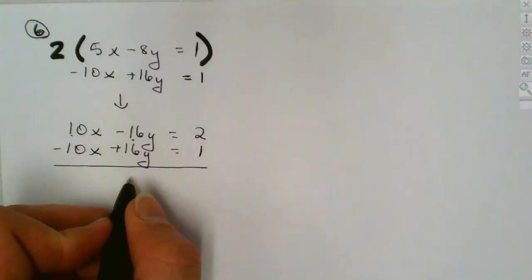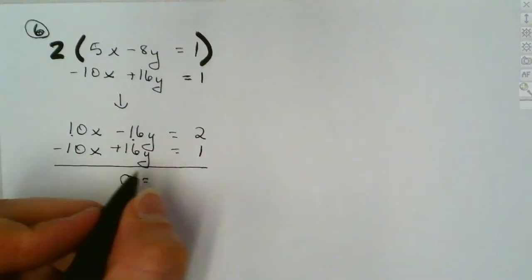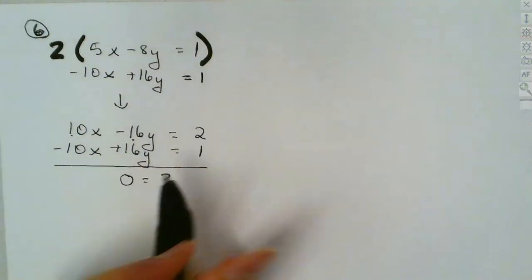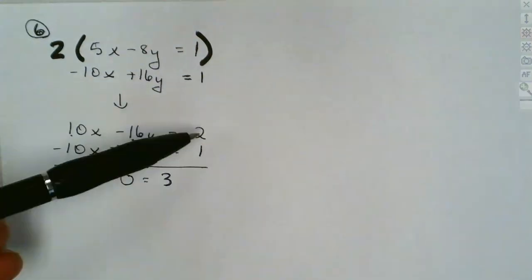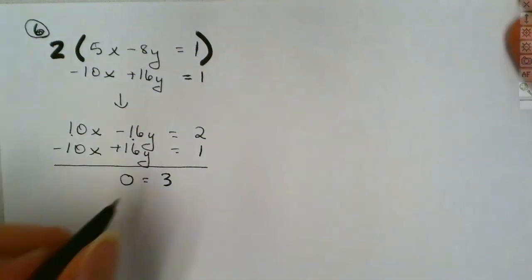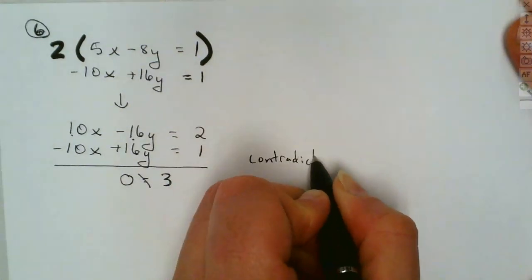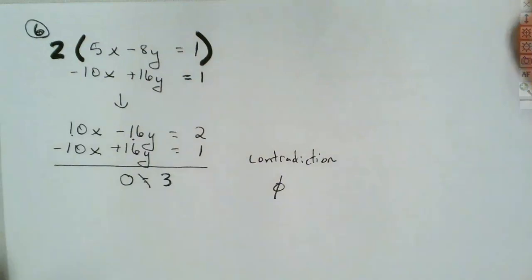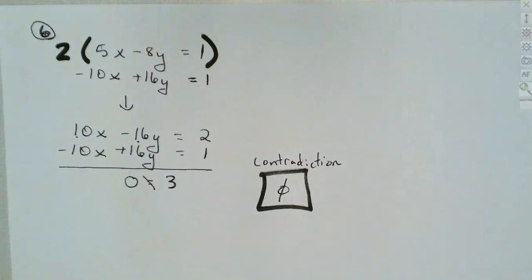And when we add down, then we get 0 on the left. And what does it equal on the right? 2 plus, unless I copied it wrong. Did I copy it wrong? Nope. 2 plus 1 makes it 3. Now, does 0 equal 3? Can that ever happen? No. So this is a contradiction. Okay, good. And that means you have no solution, right? Because the variables disappeared, and you were left with something that was not true. Is everyone okay with that?